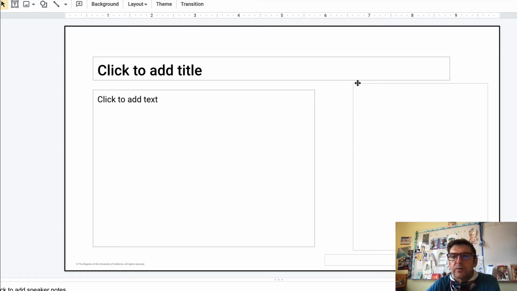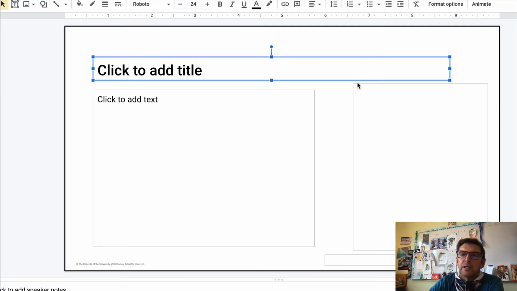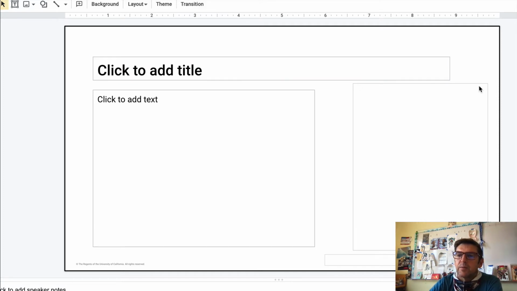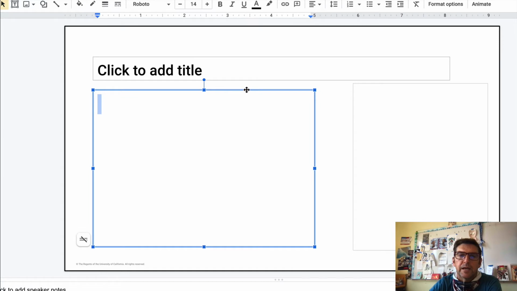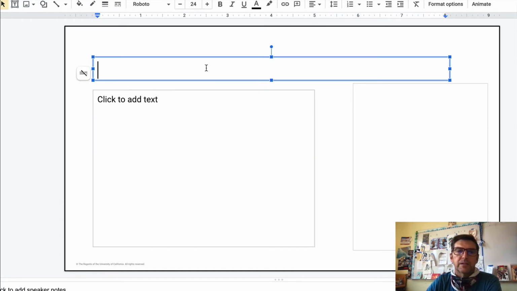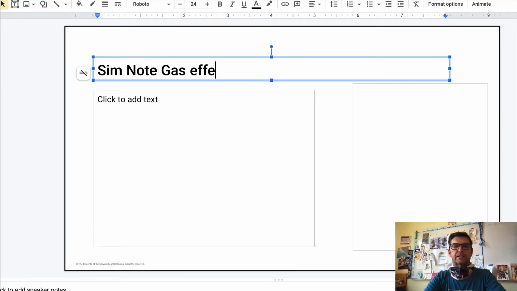So this one I don't think we're going to need. So that one we might need. It's a good title box. That one we don't need. This one's not letting me click it for some reason, so we don't worry about that. This one we keep. This one, Sim Note Gas Effects or something like that will be your title.